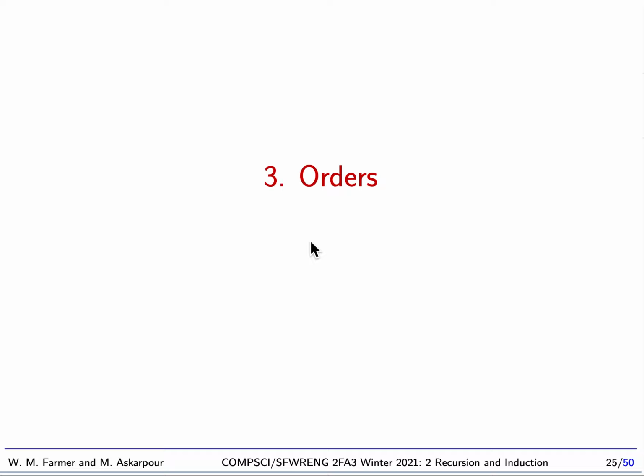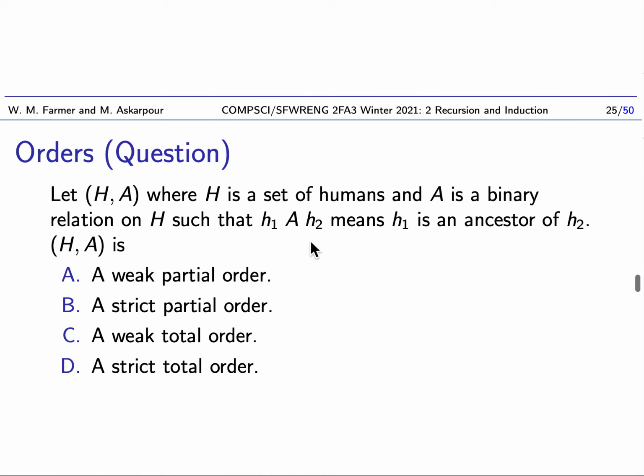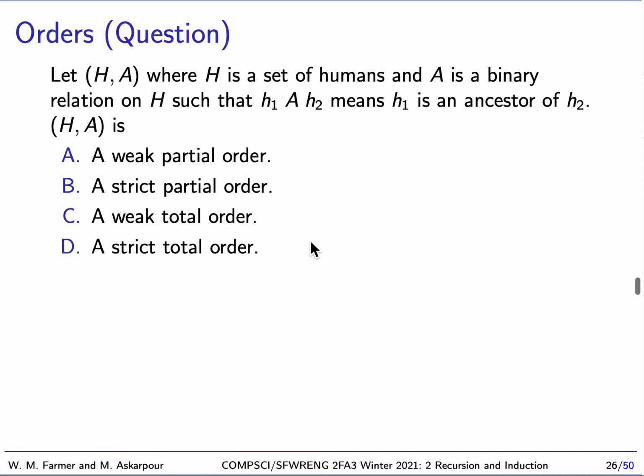We're going to continue with the second topic of this course, Recursion and Induction, and today we're going to talk about orders. We'll begin with a question. Let H, A, where H is a set of humans and A is a binary relation on H, such that H1 A H2 means H1 is an ancestor of H2. So is H, A a weak partial order, a strict partial order, a weak total order, or a strict total order? I'll give you a moment to think about it.